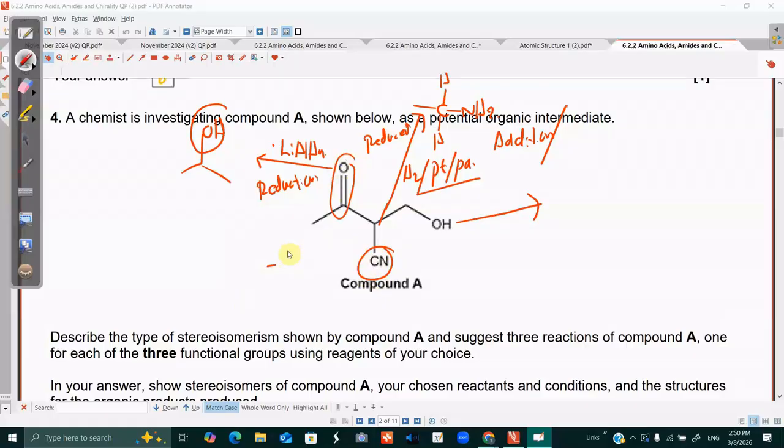So you can talk about another reaction. Now here what is happening? You have an alcohol group. What are the reactions of an alcohol group? What can you convert this into? Acid. Yeah, right. What are the reagents? What are the oxidizing agents?